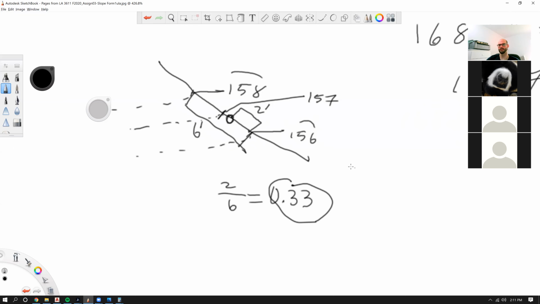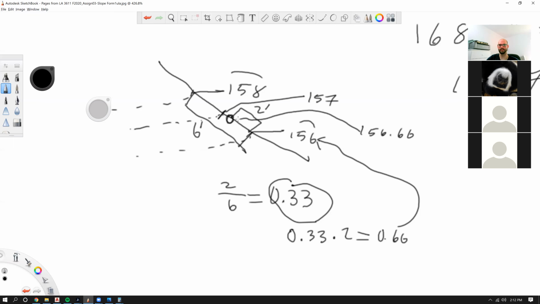So you multiply the 0.33 times 2 to give you the 0.66, and then you add that 0.66 to the 156 to get 156.66, and that makes sense where this is. This point is 2/3 of the way between 156 and 157, right there.